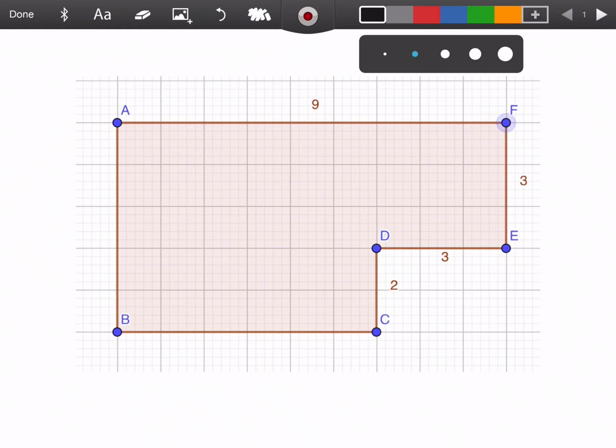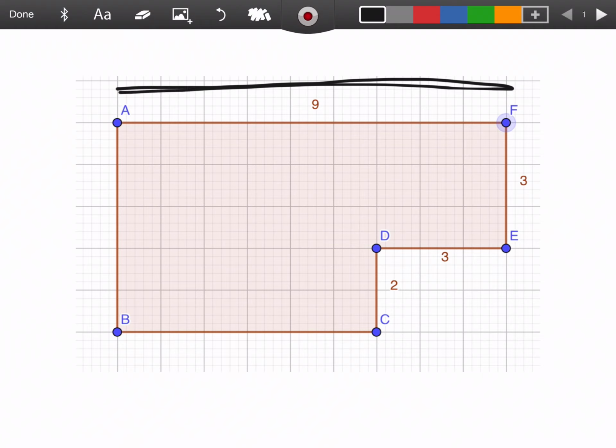Okay, today we're going to focus on finding the missing measurements. This is kind of like a puzzle when you're working with finding the missing measurements. Generally, the first thing we want to take a look at is, do we know an entire length of something? So let's take a look at the top portion from A to F. Whenever we look at our distance from A to F, we can see that it's 9 units long.